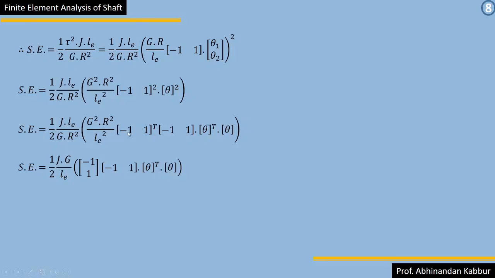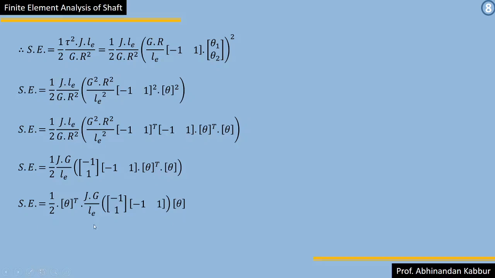Then I will apply the transpose for this matrix. Now the row will be converted to a column: it is minus 1, 1. The displacement matrix with transpose and the displacement matrix without transpose, I will keep as they are. Then in the next step, I will rearrange the terms here. So it is 1 by 2 as it is, this theta transpose I will take outside, and this G into J divided by Le, with the matrix minus 1, 1 and minus 1, 1, I will keep as it is. This theta I will keep outside.